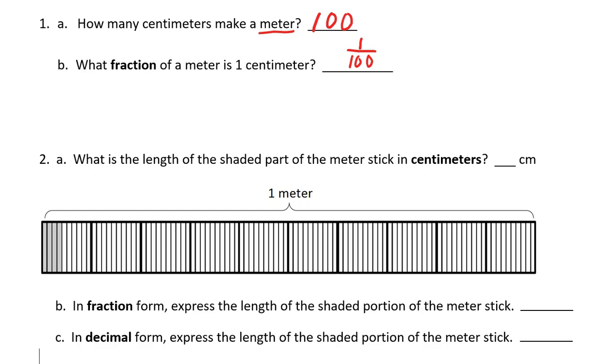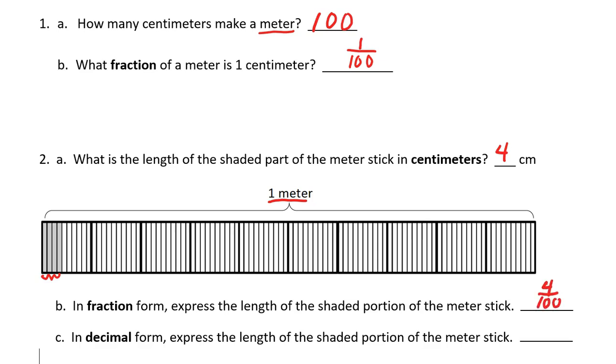Question 2 says, what is the length of the shaded part of the meter stick in centimeters? So my whole bar here is considered 1 meter. It has been divided into 100 pieces. Each little piece represents 1 centimeter. If I look at the shaded portion, I can see that there are 4 pieces shaded in. That means there are 4 centimeters shaded in on the meter diagram. In fraction form, this would be 4 out of 100.